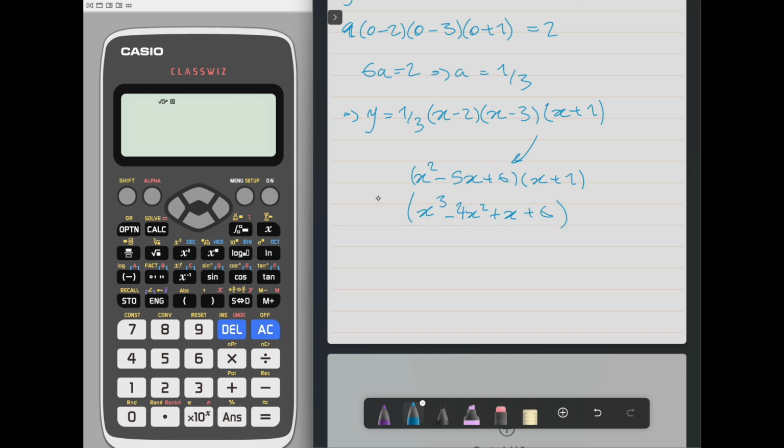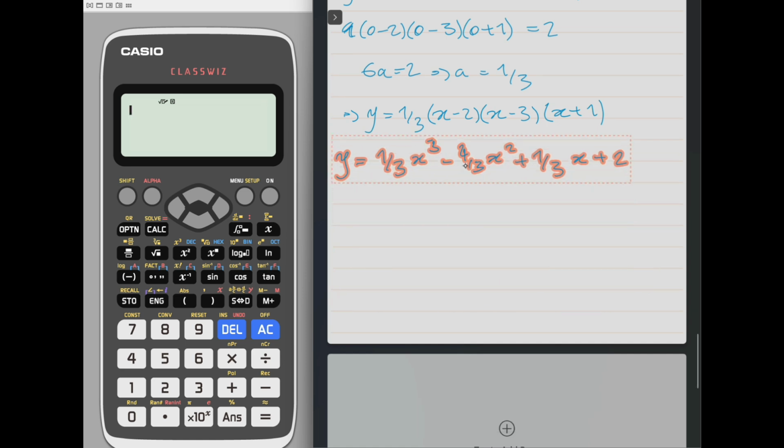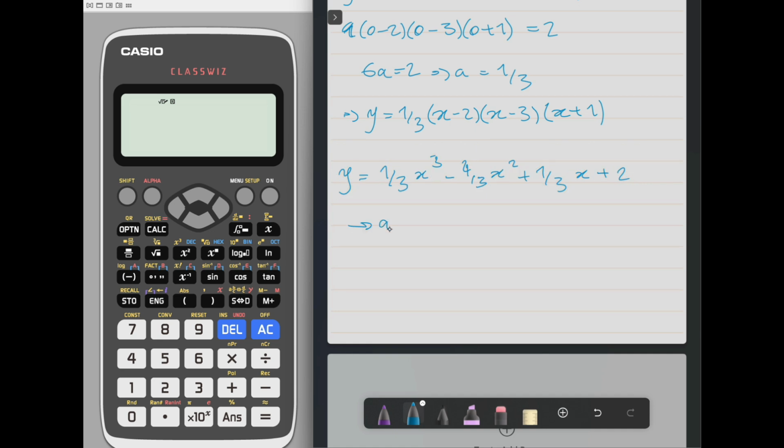Now I have to multiply this by 1 over 3. So my y will be equal to 1 over 3 x cubed minus 4 over 3 x squared plus 1 over 3 x plus 2. Let me erase all of these and bring this one there. So you can just write a equals 1 over 3, b equals minus 4 over 3, c equals 1 over 3, and d equals 2.